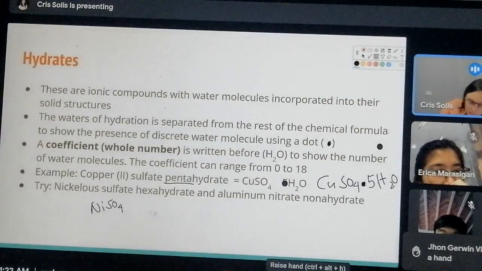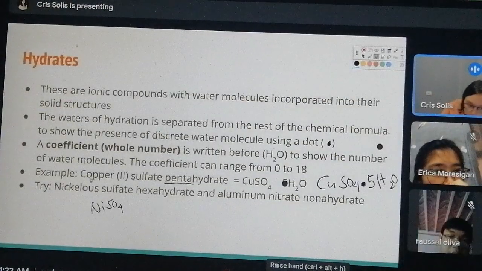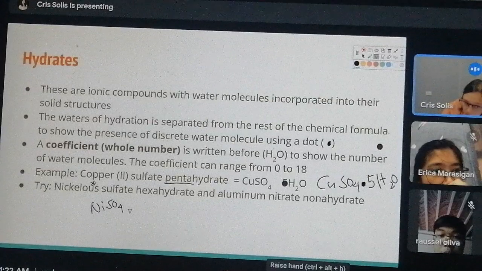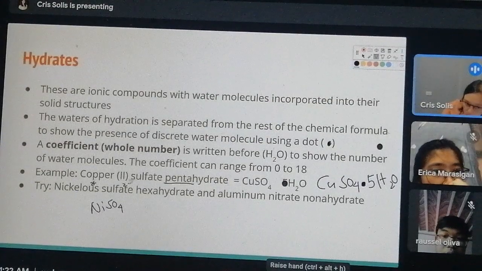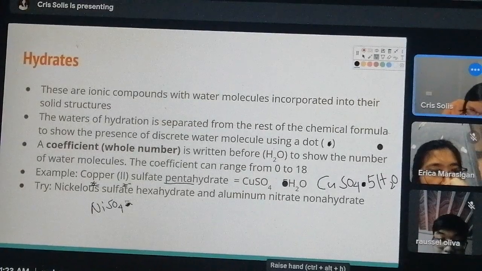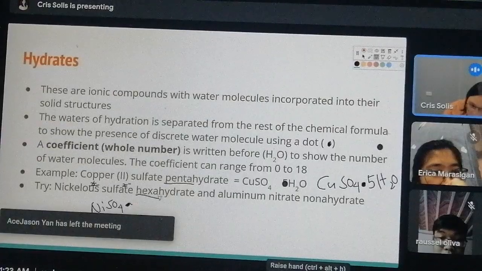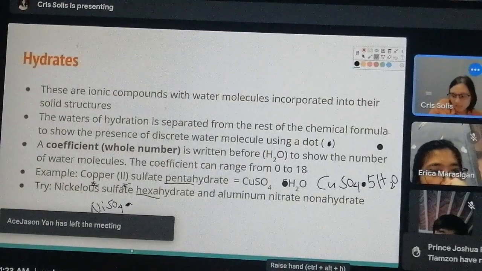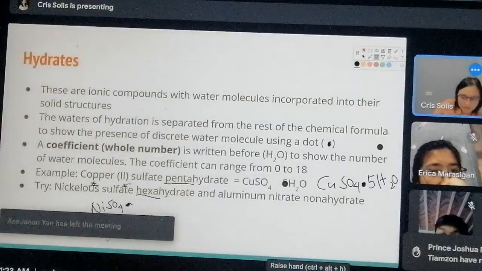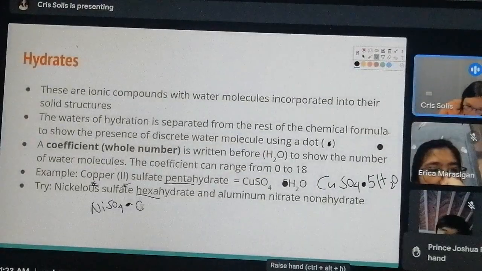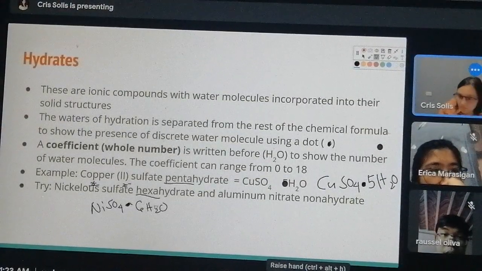NiSO4. Sure, bakit NiSO4 lang? Nickel kasi is 2 yung charge, 2 positive. Sulfate mo naman is 2 negative. Cancel mo na lang yung charges. Kaya, NiSO4 yung nakalagay. Okay? Then, followed by your dot, kasi nandito na tayo sa water. Hexa. Pag sinabing hexa, ilan yan? Yes, Prince? 6. So, 6H2O. Okay ba?